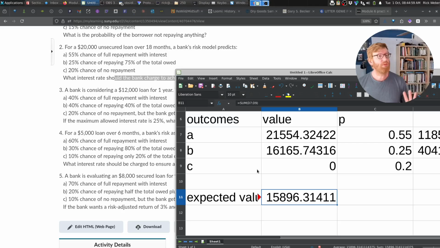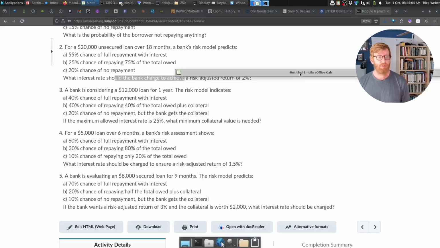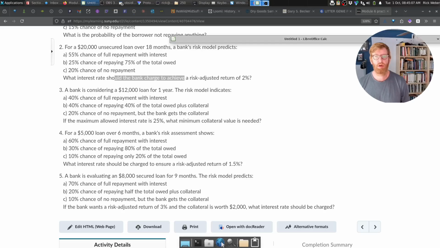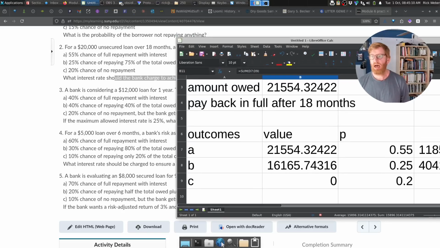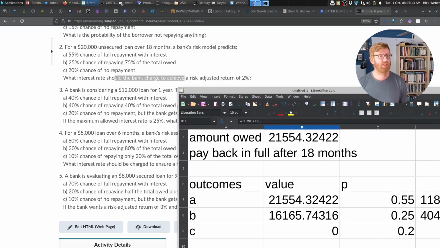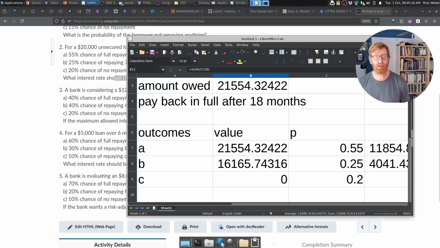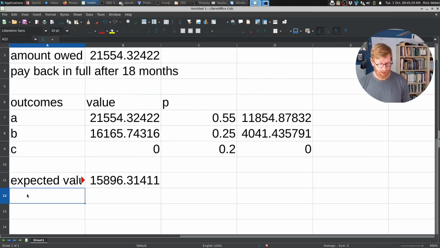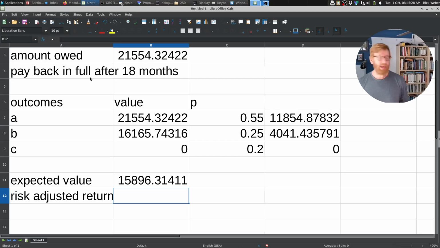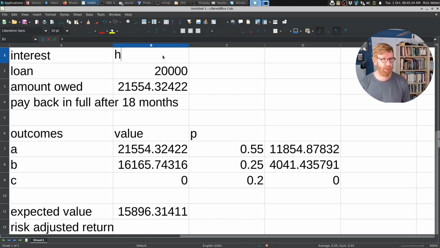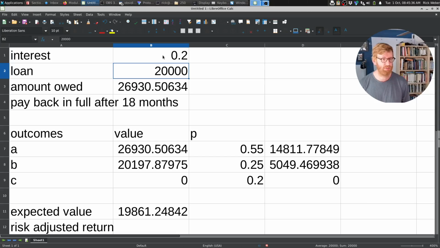All right, there we go. So we've got an expected value given a particular level of interest. Whoops, what did I just do? Okay, cool. We've got an expected value given some interest, and we want to get 2% return. So let's go ahead and expand this. And so our risk-adjusted return, thinking about this as a bank, if we're making a bunch of loans like this, we're losing money. Right? So let's start by just putting in a higher interest rate. Okay, so at 20%, this is something like a credit card loan.